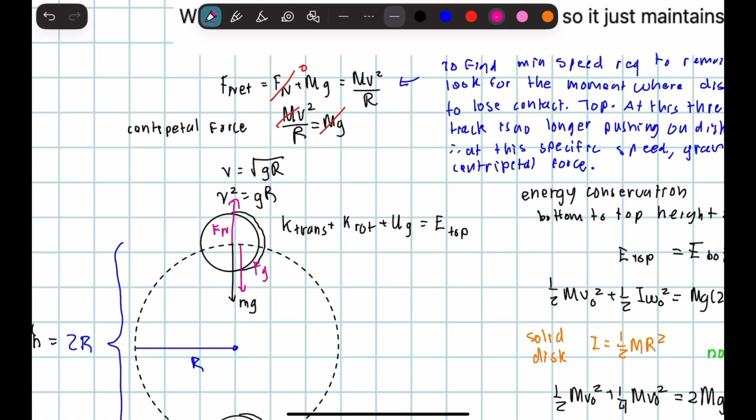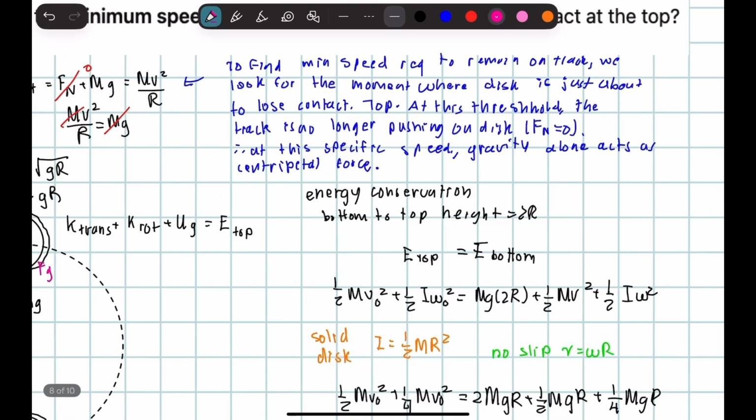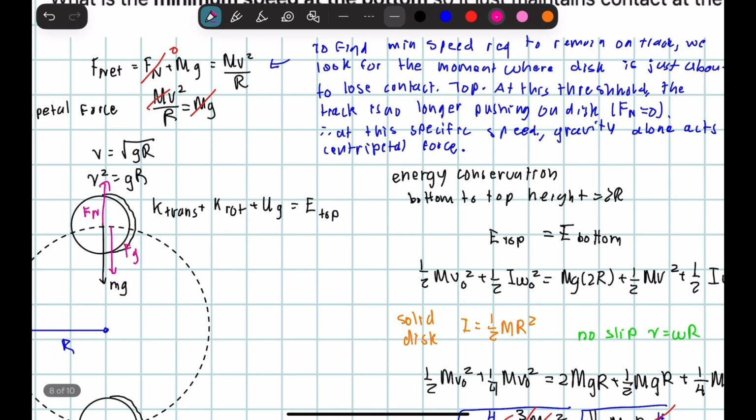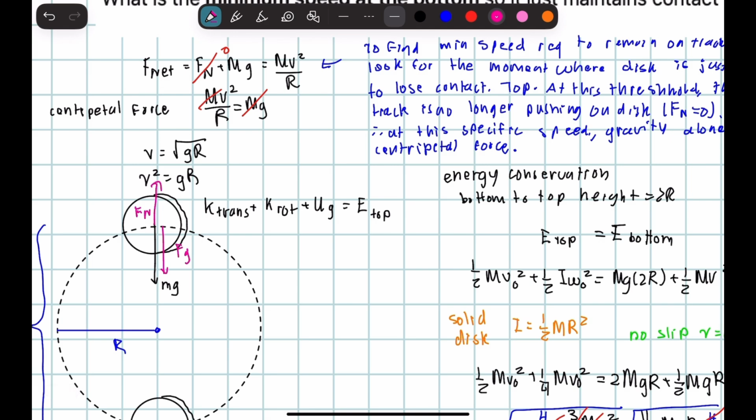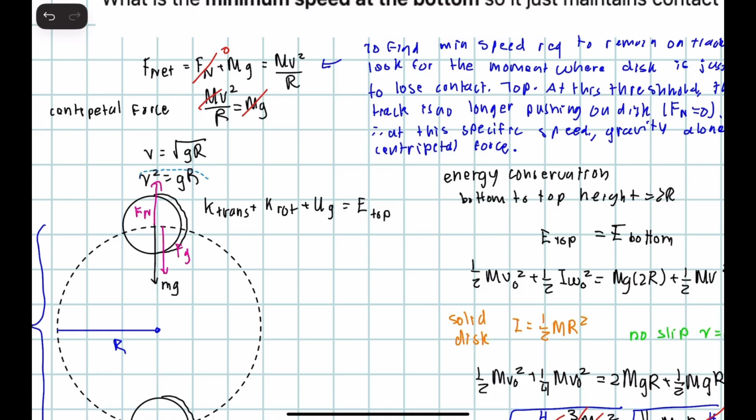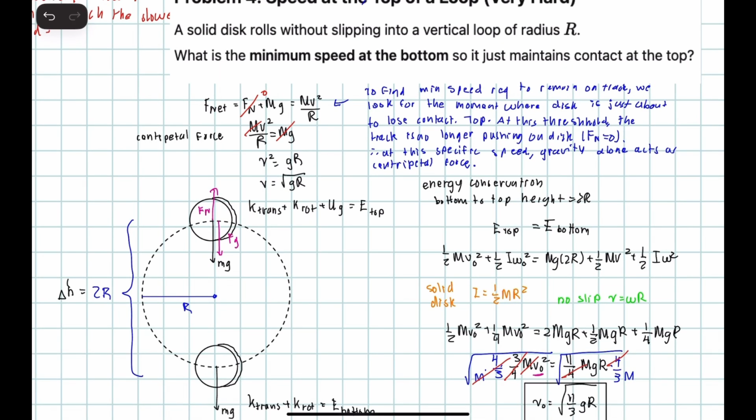And from here, we know that the normal force is equal to 0. The reason is that to find the minimum speed required to remain on the track, we look for the moment where the disk is just about to lose contact, which is at the top. At this threshold, the track is no longer pushing on the disk, so the normal force is equal to 0. Therefore, at this specific speed, gravity alone acts as the centripetal force. So the masses cancel out, and you get v squared over r is equal to g. Then you rearrange: v squared is equal to gr, and taking the root of both sides, v is equal to the root of gr.